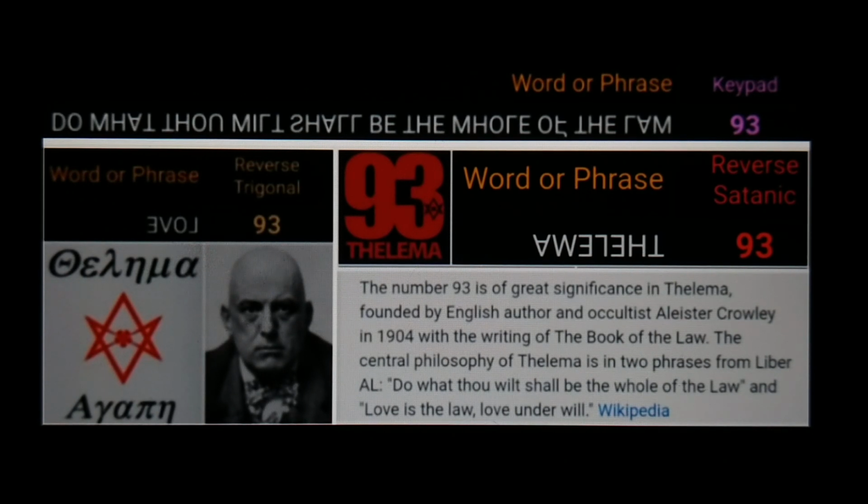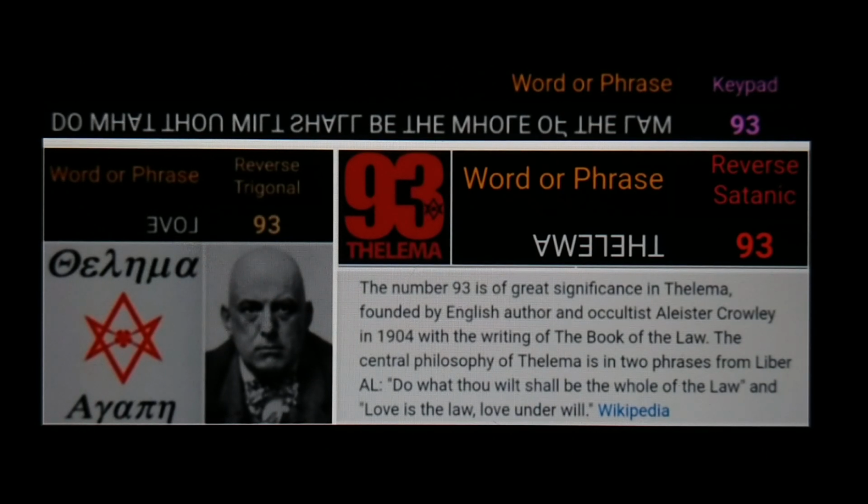And this is not anything new. A lot of people know about this. And the bottom word is agape. It's a Greek word for love. That has a Greek isopsephy value of 93. The top one, Thelema, translates to will or true will, something like that. It's will and love. And, you know, the motto there, do what thou wilt shall be the whole of the law. Love is the law, love under will.